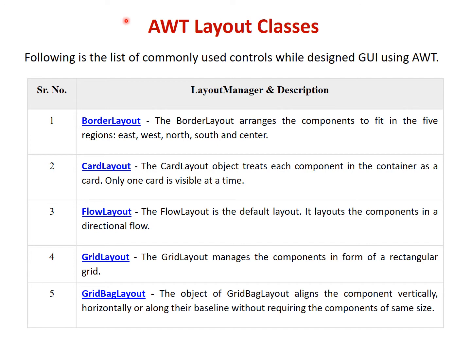AWT layout classes. Following is a list of commonly used layouts while designing a GUI using AWT. The first is the border layout. The border layout arranges the components to fit in the 5 regions: East, West, North, South and Center. Card layout. The card layout object treats each component in the container as a card. Only one card is visible at a time.